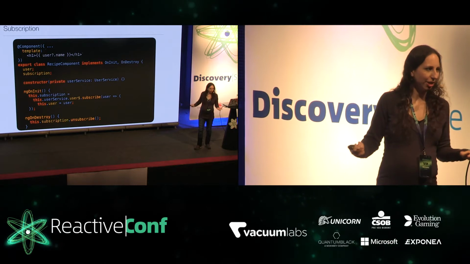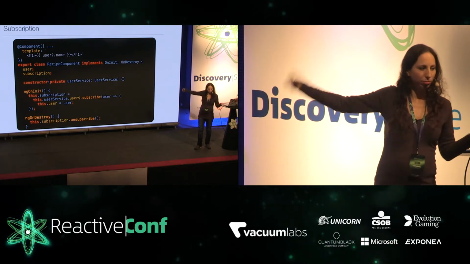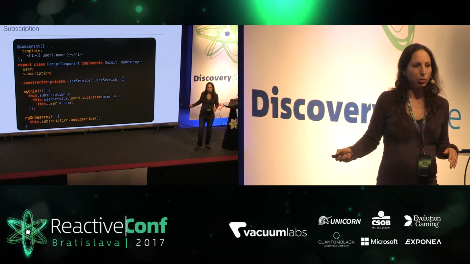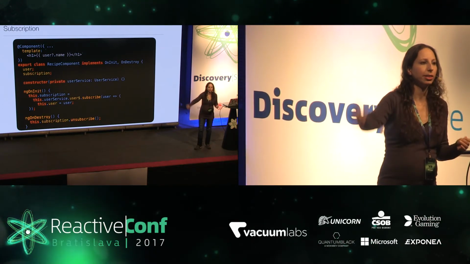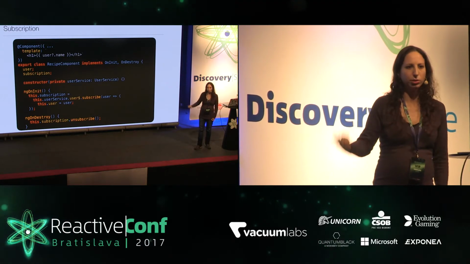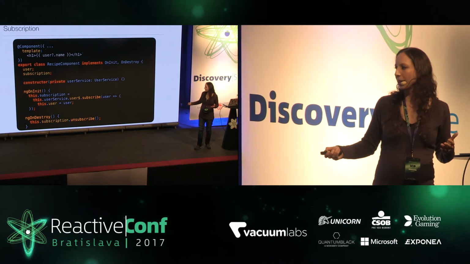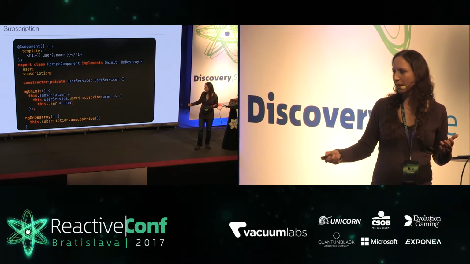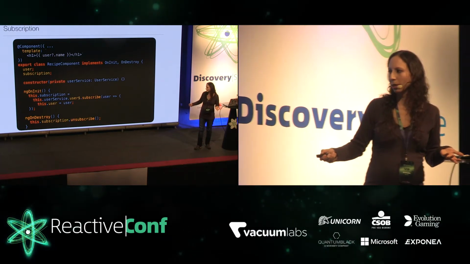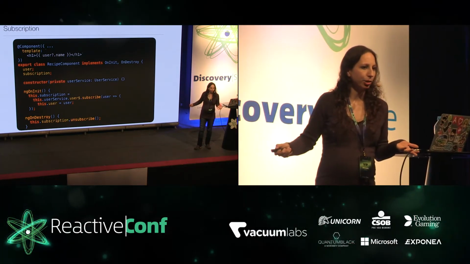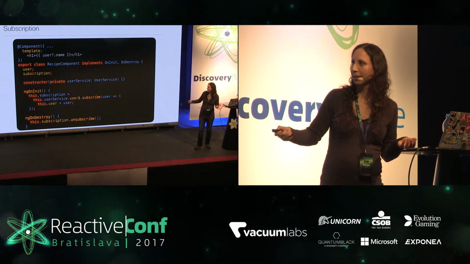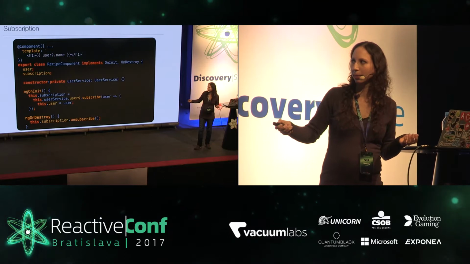So user$ is an observable that we get from somewhere. And when we subscribe to it, we can do something with the event that we're getting. So every time that the user changes, or the user data changes, then we can do something. And in this case, we just copy it to the local user that we have on this component. Okay? And then we can display it in our template.